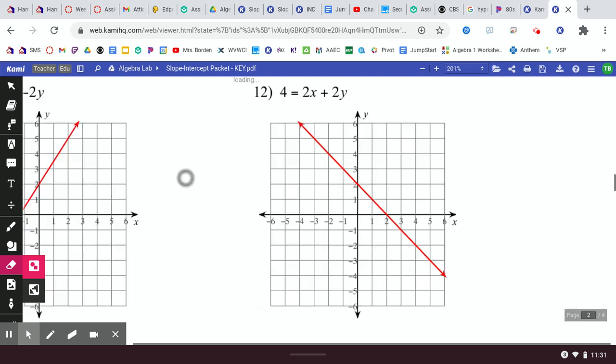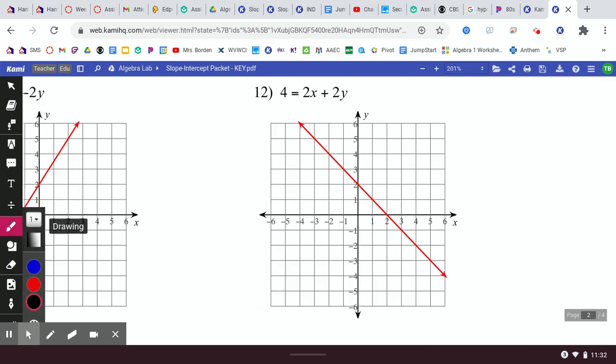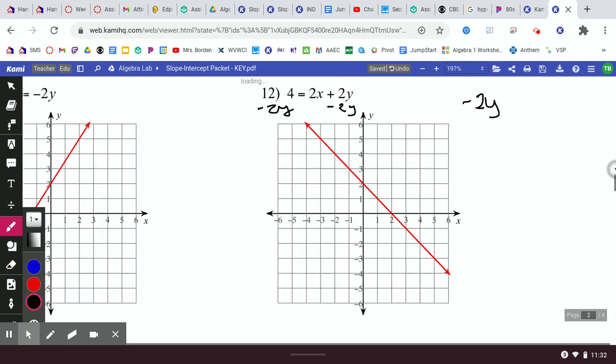So for number 12, the first thing that we would do is let's move the 2y over here because we eventually want our y on the left. So that gives us -2y plus 4 equals, and that's gone. So now the only thing over here is the 2x. And then we want to subtract the 4 because we want to get all of our plain old numbers over to the right.